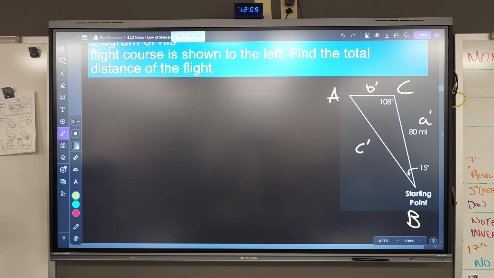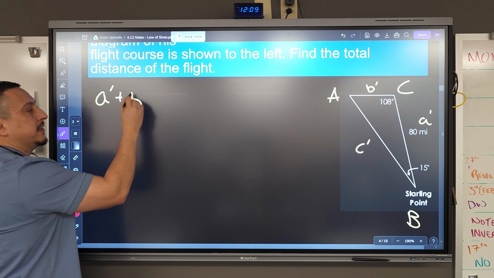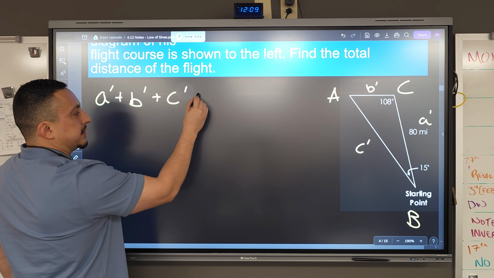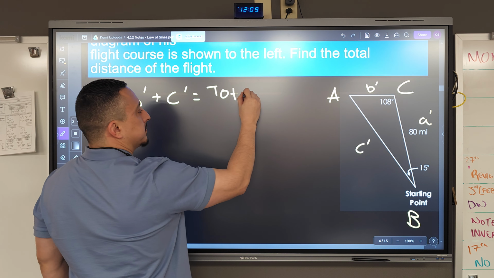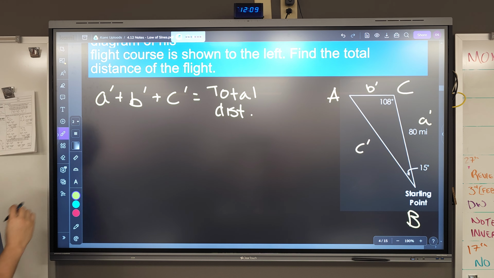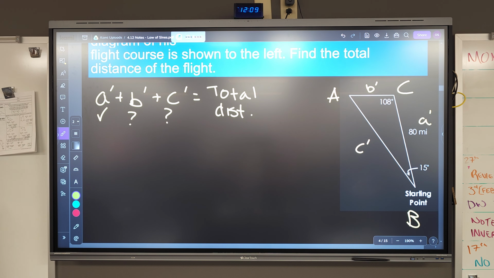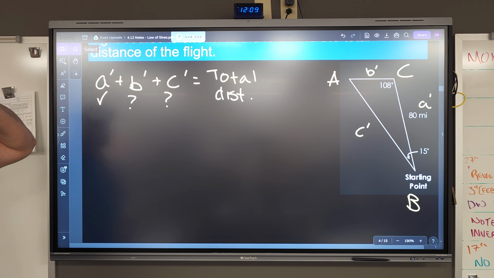So to find the total distance, I would need to do side A plus side B plus side C. That would give me my total distance. Right? I know side A, but I don't know these two. So I need side B and side C. Okay, so using law of sines, do we have anybody that's complete?